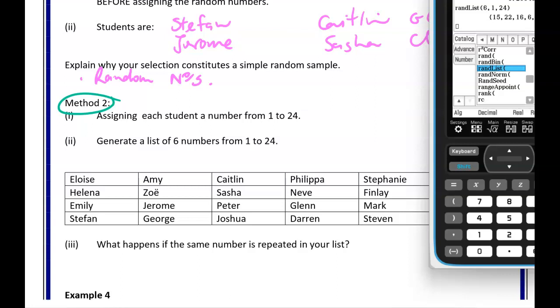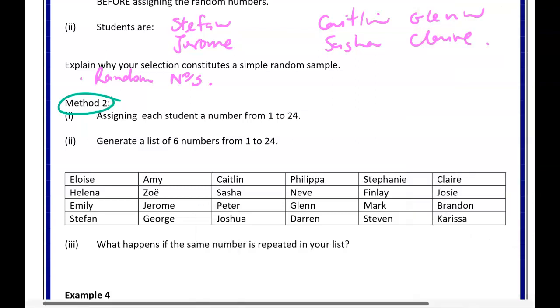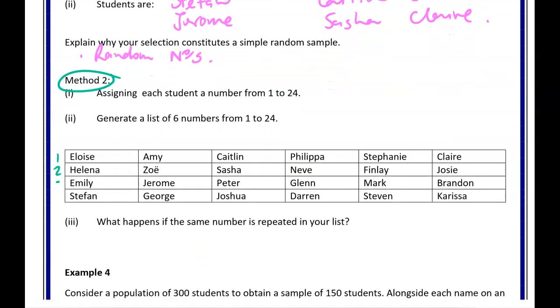What could I do? Just keep doing it. Yeah, just keep doing it until you don't get a double up. Or if you're doing it individually, one number, then another, you just disregard the double up and keep going until you get 6 that aren't double ups. So that answers part 3 of that question. Oh, I should have written those numbers down here. Anyway, doesn't matter. Same deal. So you can see there are 2 different methods of generating random numbers and then finding a list based on the random numbers.